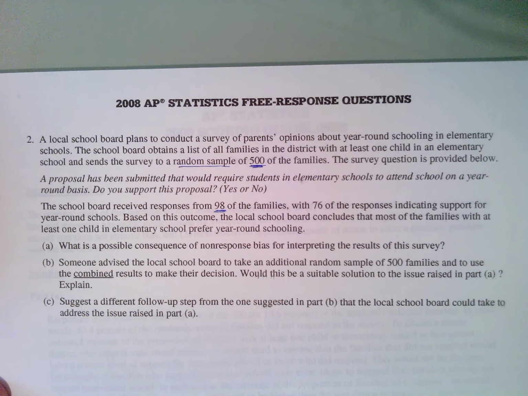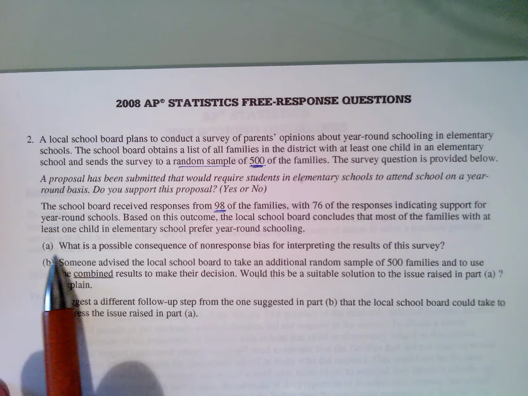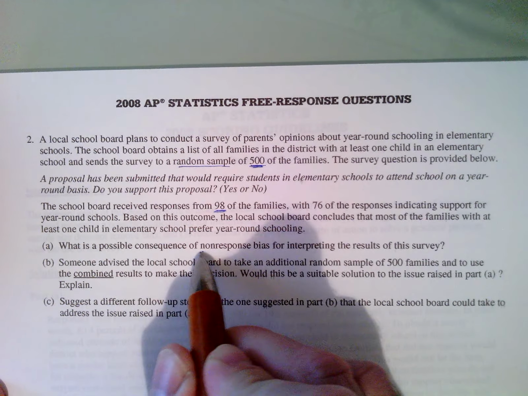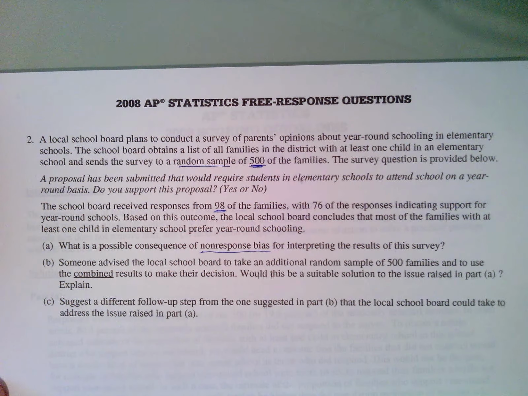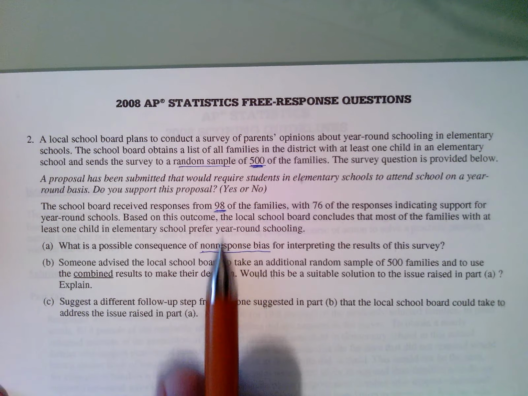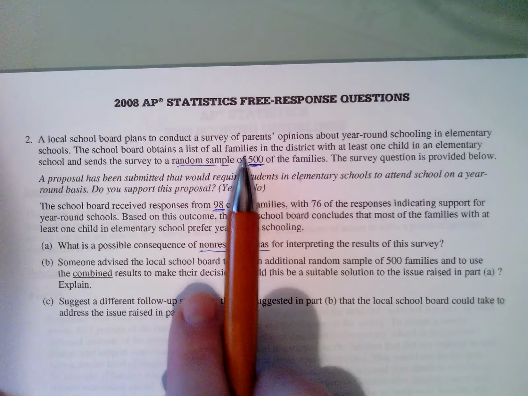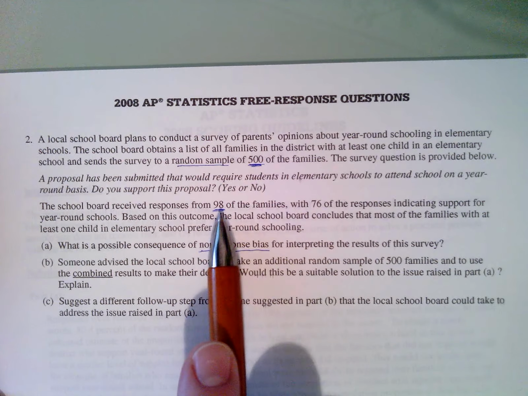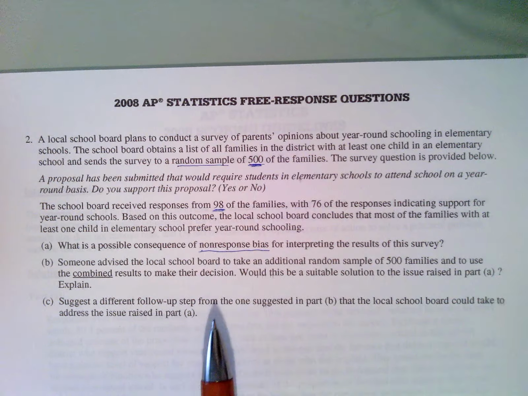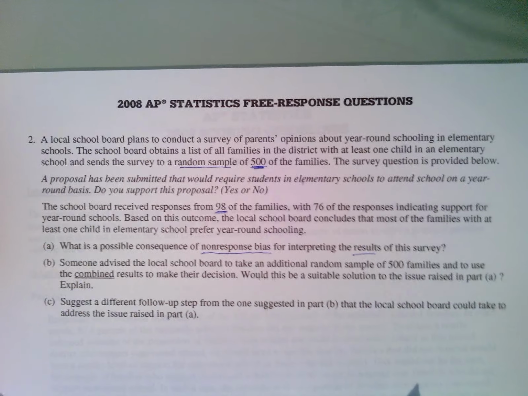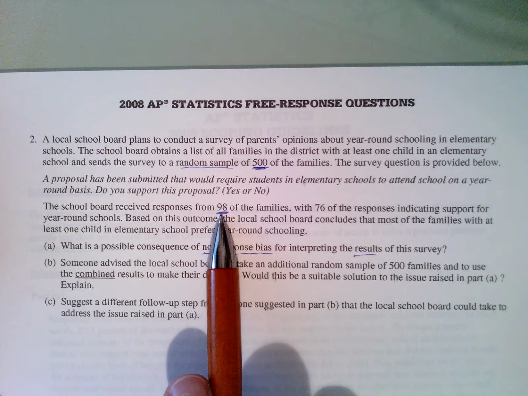So part A: what is the possible consequence of non-response bias? This is exactly what's happening. It's non-response bias, and it affects interpreting the results. You should be talking about how, if you only take these 98 families, you're underrepresenting all the families because there are another 402 that never responded. So your results would only represent those 98 people who had an opinion to answer right away.